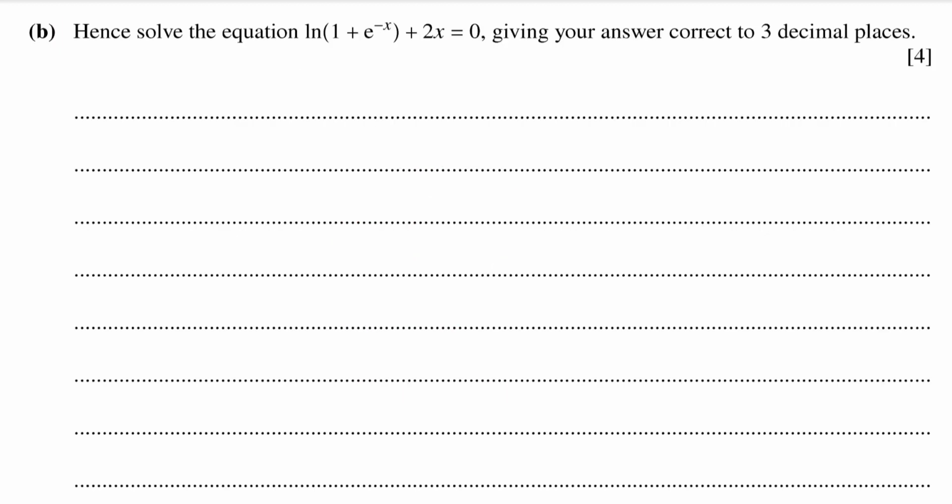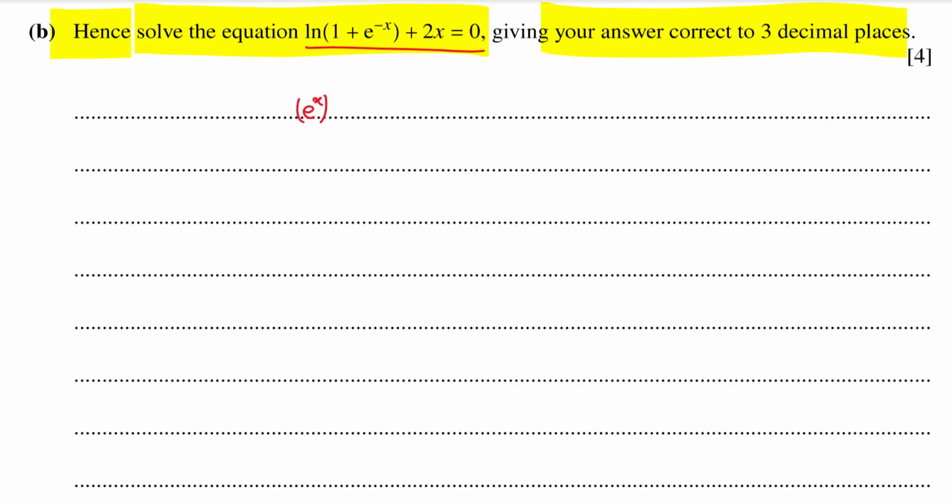In the same question, in the B part, they have asked hence. If it is hence, we are going to use the previous result. Hence solve the equation ln of 1 plus e to the power minus x plus 2x equals 0, giving your answer correct to 3 dp. We have seen in the A part that the equation can be written as (e to the power x) to the power 2 plus e to the power x minus 1 equals 0.